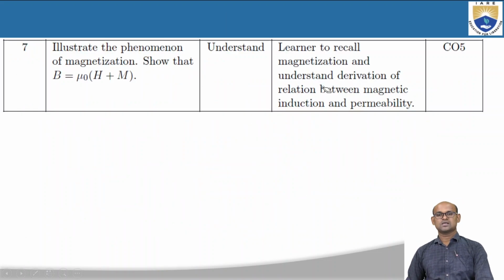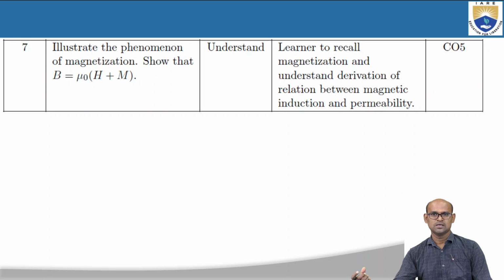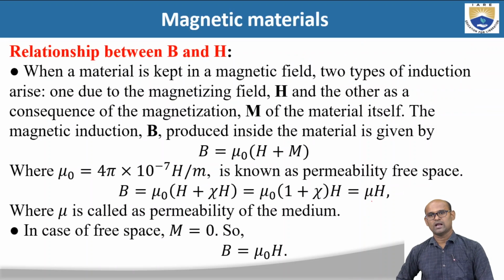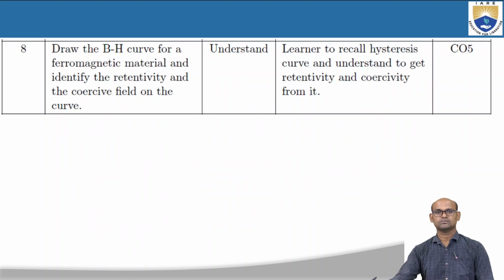So we have discussed what is magnetization, and how we get this equation B is equal to mu naught into H. We needed to define what magnetization is and how a material gets magnetized, and then this magnetic induction comes from two parameters: the applied magnetic field and the magnetization of the material itself. And then we can discuss a few things about B and H plus M.